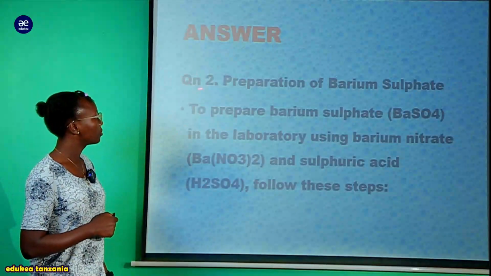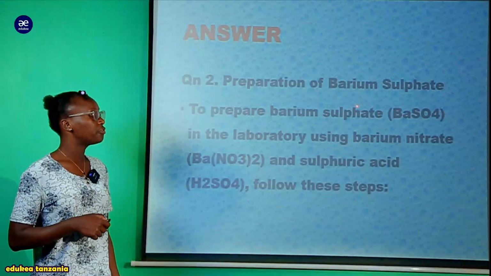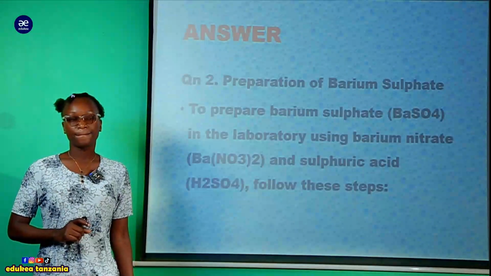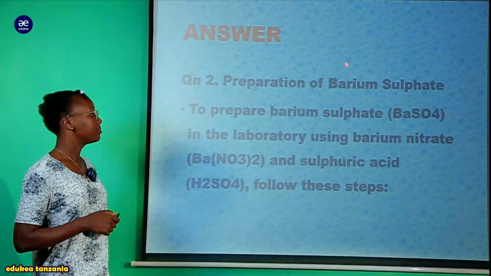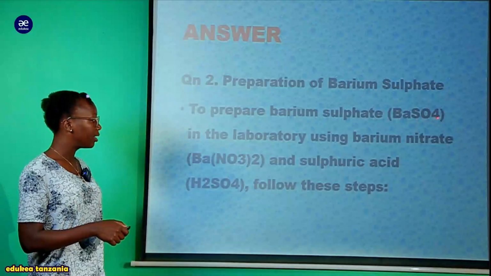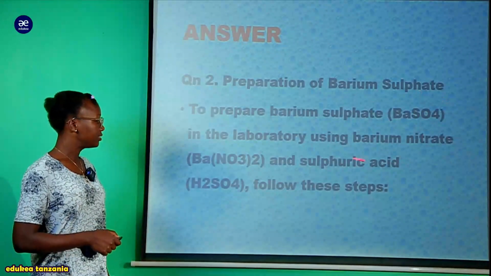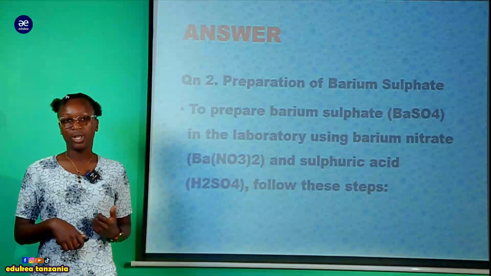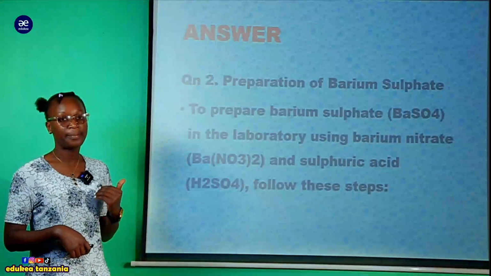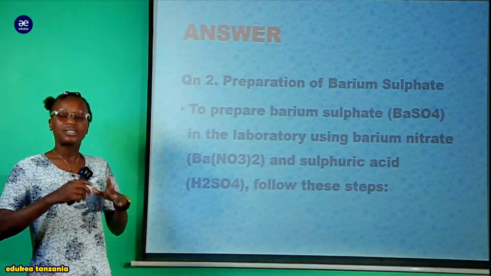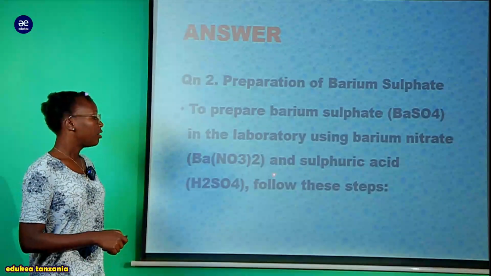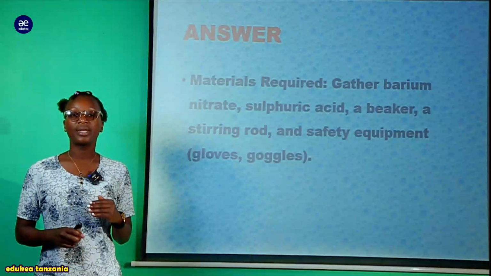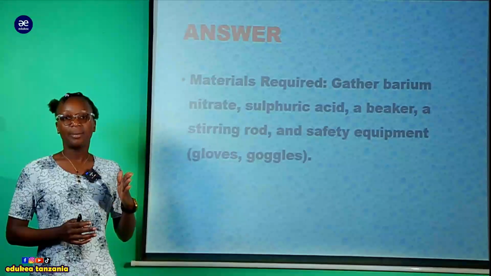Okay, now let us start to see our responses. Specifically, we have to study question number 2, ambapo tunaangalia the preparation of barium sulfate. Regarding our question, we are provided the starting material. So here, anasema to prepare the barium sulfate, ambayo chemical formula yake ni hii hapa, in the laboratory using the barium nitrate and sulfuric acid, ambapo hapa tulipewa kama starting material, the initial materials which will help us to make the preparation of the barium sulfate. Kwa hiyo kuna steps au procedure. So follow these steps. Kuna step mbalimbali ambazo nimejaribu kuzianalyze one after another so we are able to see how we can make this barium sulfate.